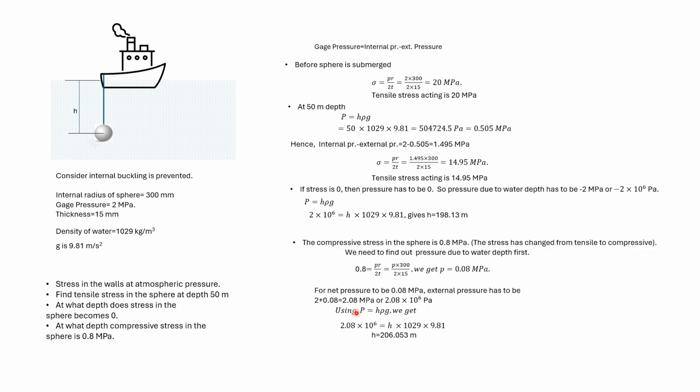If we consider atmospheric pressure, then the actual external pressure is 2.18 MPa, out of which 2.08 MPa is due to water and 0.1 MPa is due to air. And the internal pressure, considering atmospheric pressure, is 2.1 MPa as earlier.